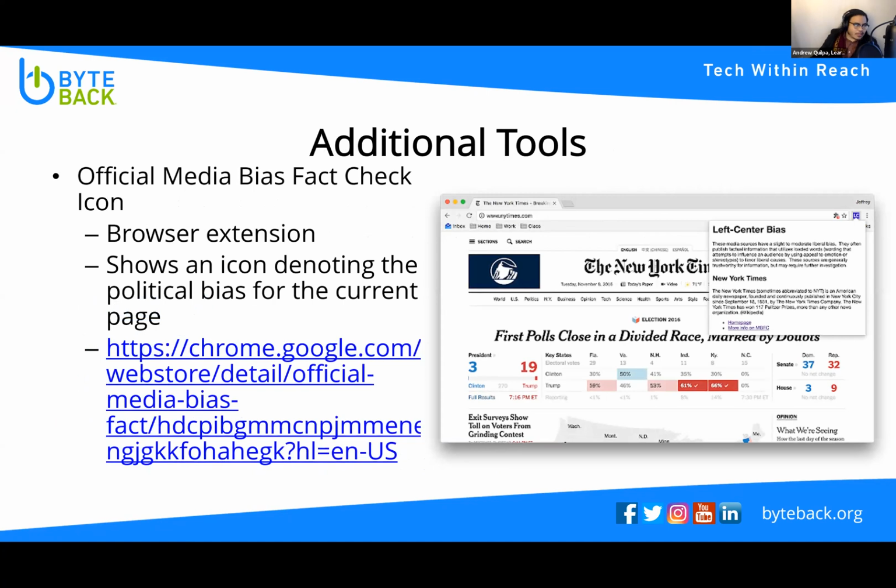Yep. So this is actually something that you can get for your browser if you have Google Chrome. This is the official Media Bias Fact Check icon. The way it works is that if you're on a certain website and you look at this extension, it will show you an icon that lets you know the political bias for this particular page. So this is a good way to identify if they might have any kind of bias.